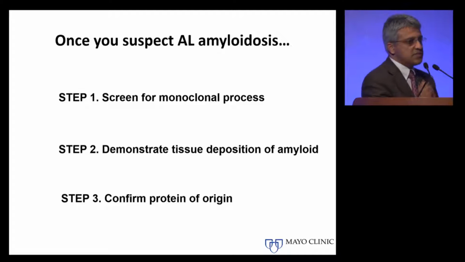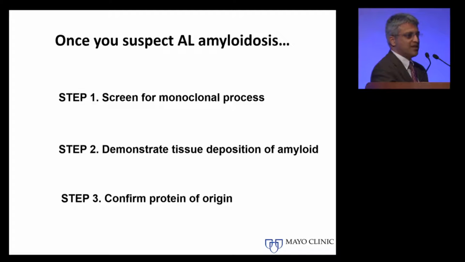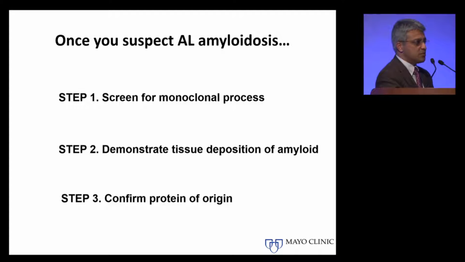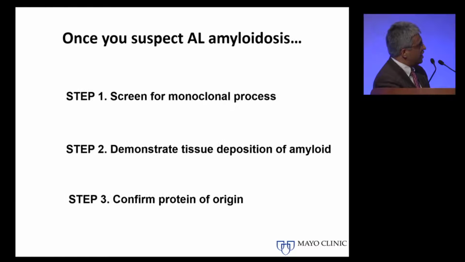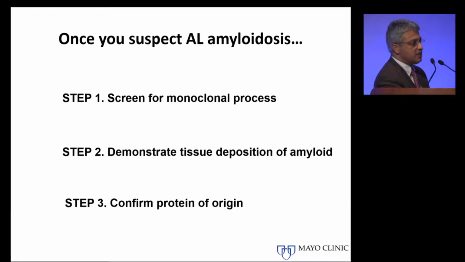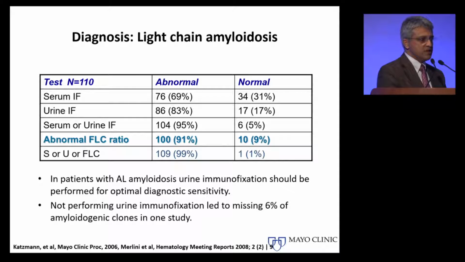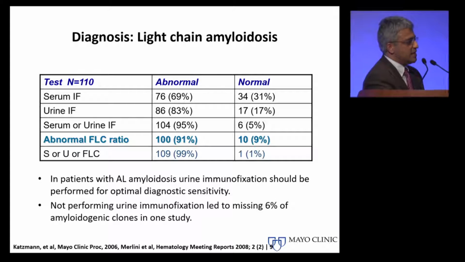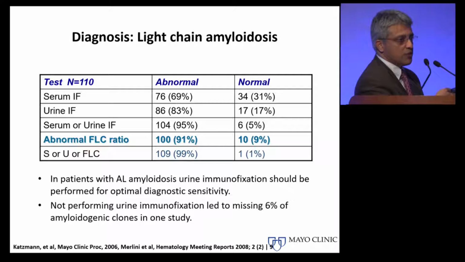So when you suspect amyloidosis, there are three things we need to do. One is, obviously, we need to show that there's amyloid somewhere. Second, we need to show which type of protein the amyloid is coming from. And when you're thinking about light chain amyloidosis, you'll start off with screening for a monoclonal process. So when you see somebody in the clinic and you clinically suspect amyloidosis, you do a biopsy and show that there's amyloid. The first step, as we talked about, since the most common is light chain amyloidosis, is to screen for a monoclonal protein.